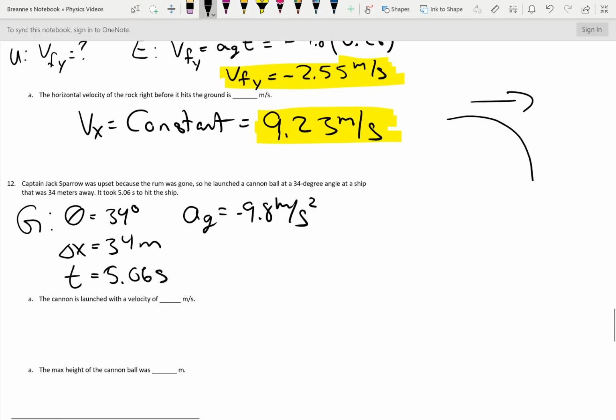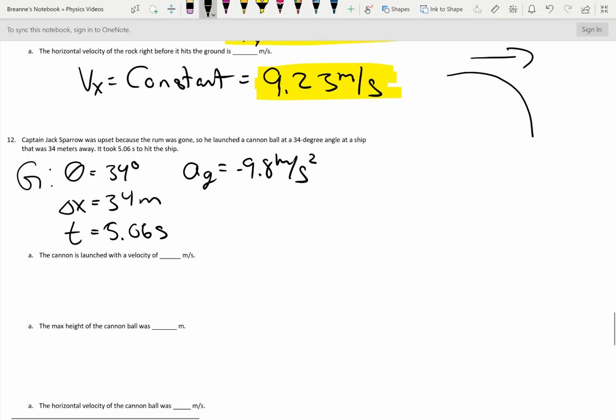It's asking for the velocity the cannon is launched with, so we're looking for our initial velocity. That becomes our unknown, our VI, which is the hypotenuse. So you have the angle, 34. We need to figure out our velocity in the x and our initial velocity in the y first.